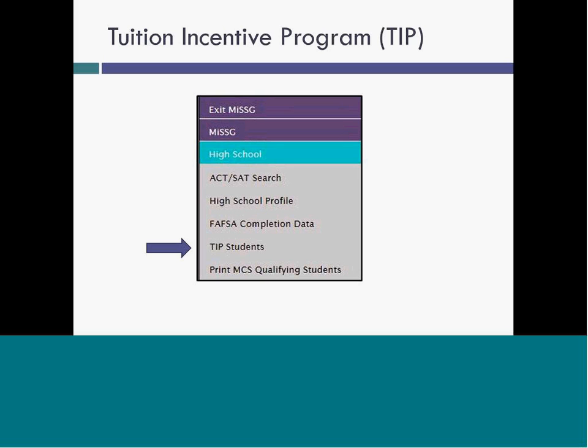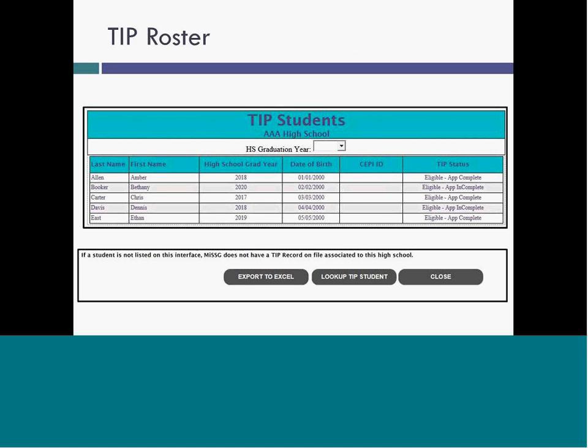Our newest feature for counselors includes TIP eligibility information for students grades 9 through 12. This is a wonderful tool that will assist counselors with their outreach efforts. So select that tab. It's going to display all of their TIP students and what their TIP eligibility status is, whether or not we have an app complete or incomplete.